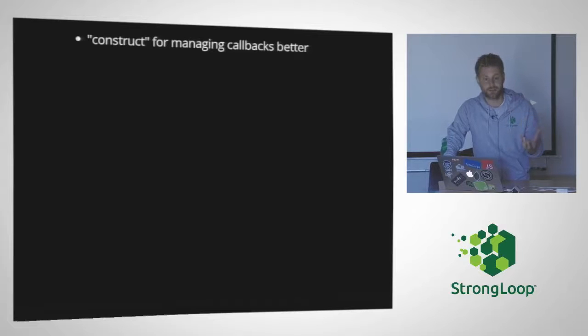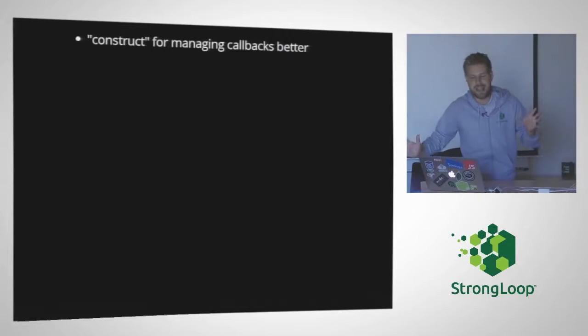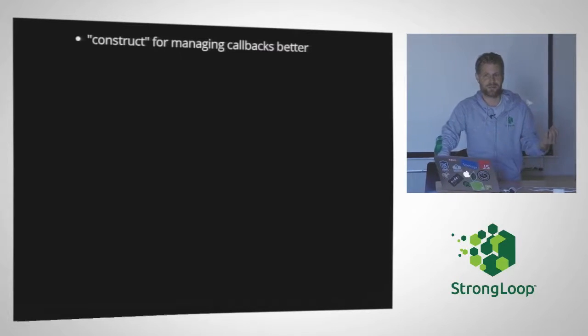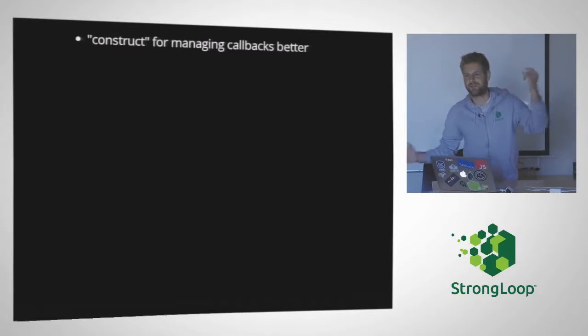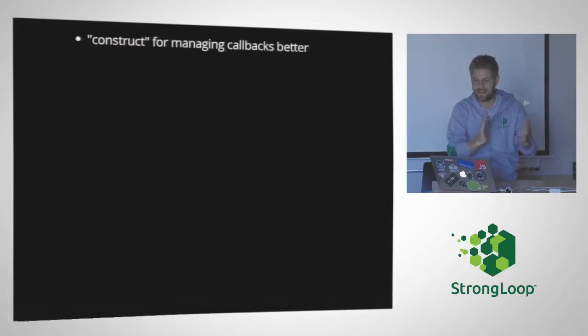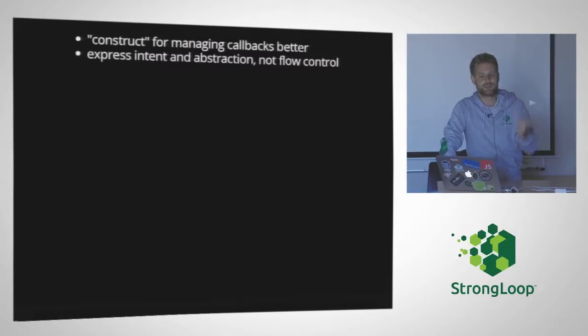So ideally what we want to do is add a construct to Node that makes it easier to manage callbacks. And now everybody can say, oh, that's promises. It might be promises, but the thing with promises is it's very focused on one particular problem, which is the Christmas tree, and people want to flatten that. I think we need to do more, and you want to express intent, not an abstraction and not flow control.